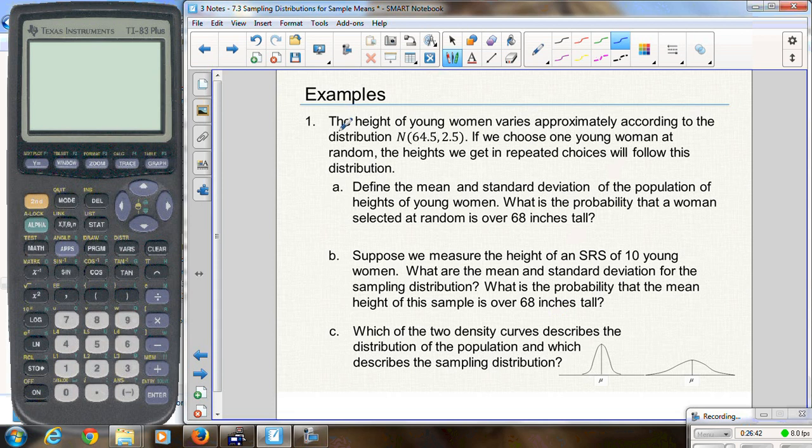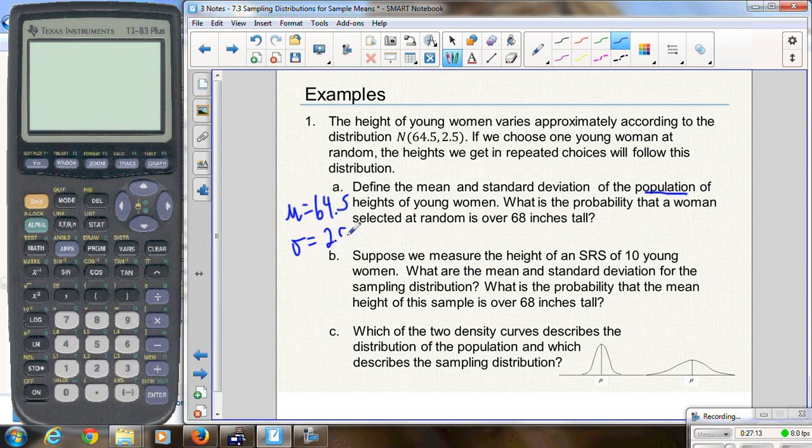In the first one, it says the height of young women varies approximately according to the normal distribution. Remember, the 64.5 is our mean, and the 2.5 is our standard deviation. If we choose one young woman at random, then the heights we get in repeated choices will follow that distribution. That's what that distribution means. So letter A is saying define the mean and the standard deviation of the population of heights of young women. Well, we're given that. We know that the mean is 64.5, and I know the standard deviation.